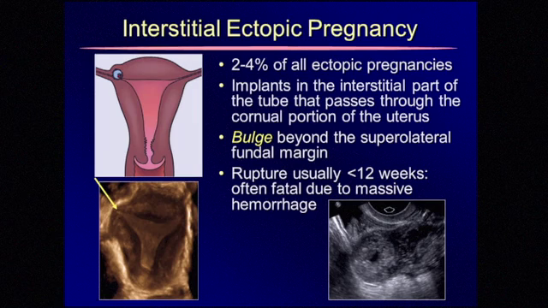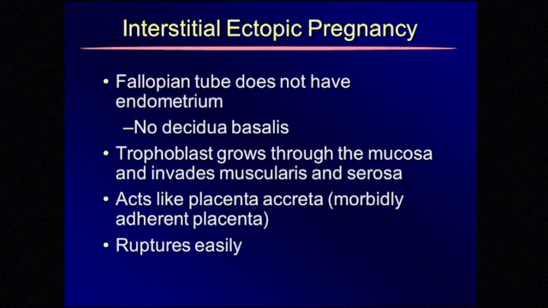Now these ectopic pregnancies rupture a little bit later than usual, around 12 weeks or so, and they can result in fatal massive hemorrhage. That's why we have to pay attention. Now, some of these have been called cornual pregnancies, but we should be calling them interstitial ectopic pregnancies.